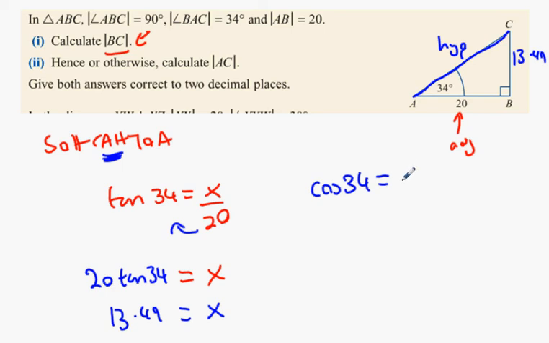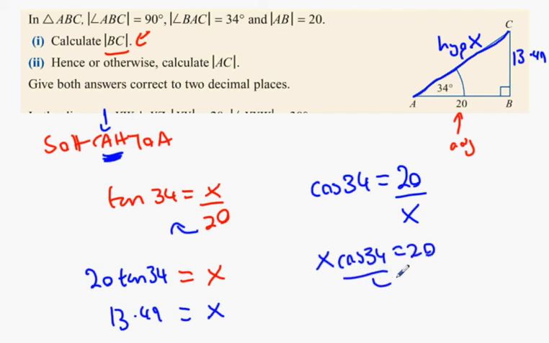No. Adjacent divided by hypotenuse, call it X, okay? And what happens to get the X on its own? What do we need to do? Again after that, and what's that get you? 24.12. That's one way of doing it.